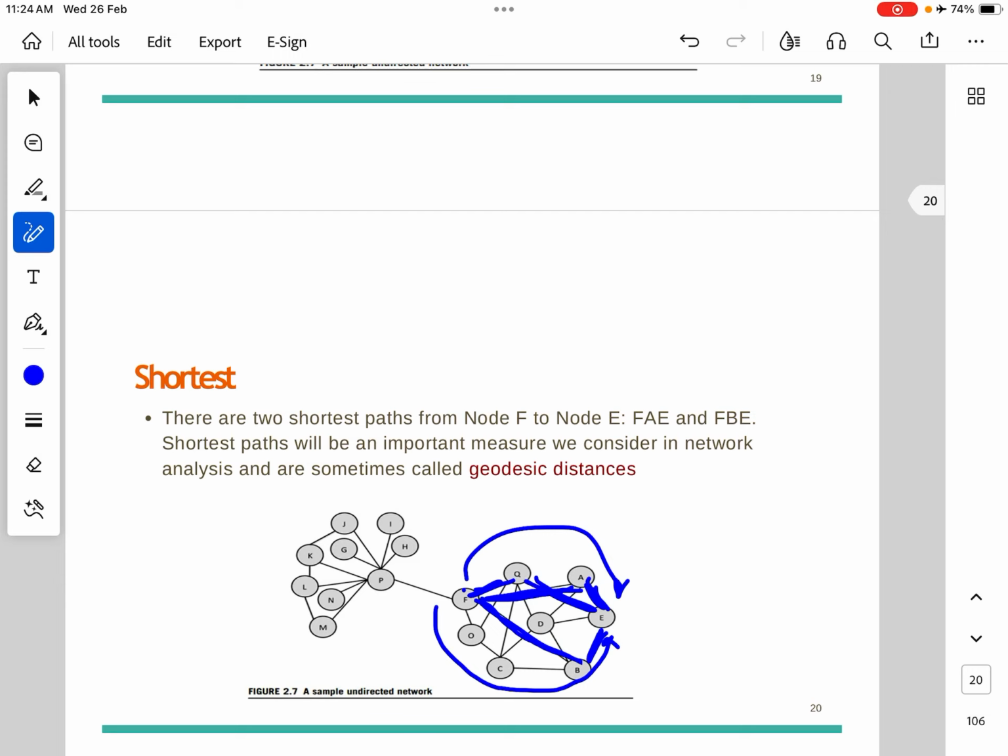So shortest path will be an important measure to be considered in the network analysis and is sometimes called geodesic distance. So if you want to go from F to E, we will not go from F to O, O to C, C to B, B to E. Rather, we will choose the shortest path because we have to minimize the distance. And shortest path is also called geodesic distance. So I guess shortest path is also easy to understand. We will always choose the shortest distance, the minimum distance, so that we can save the time. We know that. So from F to E, we will not take a long cut, rather we will take a shortcut.